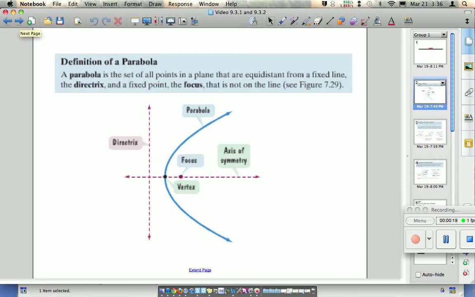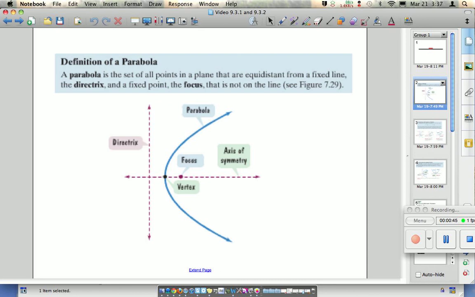So the definition, as a reminder, is a set of all points in a plane that are equidistant from a fixed line, the directrix, and a fixed point, the focus, that is not on the line. So the focus will not be on the directrix, so it has to be off the directrix. Now, here's a sketch of what it looks like. Remember, all that blue line is all the different points that would be equidistant if we drew it in.